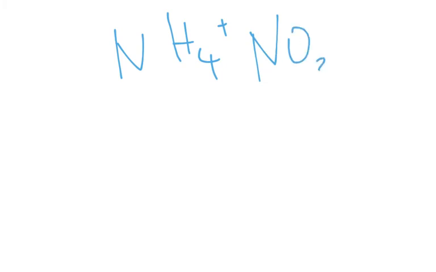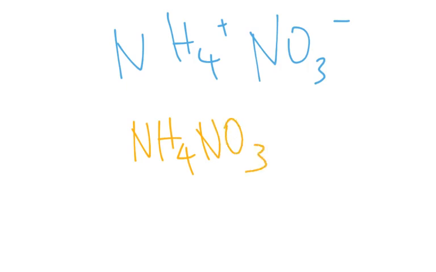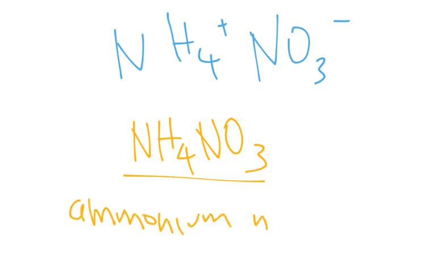What if we combined two polyatomic ions at once? So NH4 plus and NO3 minus. Well, we know that this is a 1-to-1 ratio because plus and minus is 0. So our salt would just be NH4NO3. And this is called, in English, ammonium nitrate. And we don't use the stock system since ammonium has only one charge, and it's also a polyatomic ion.